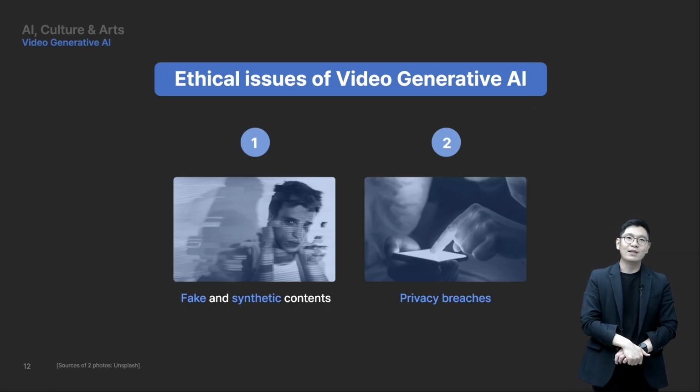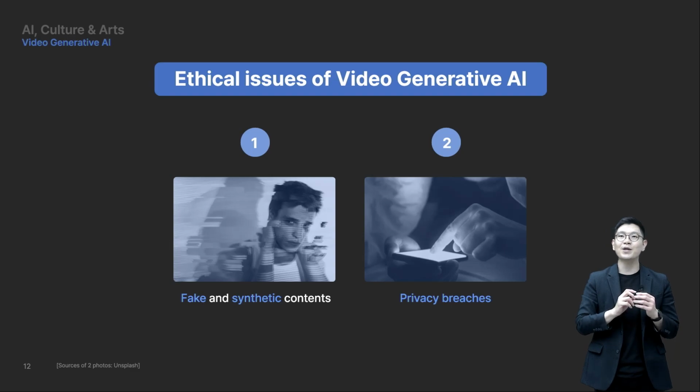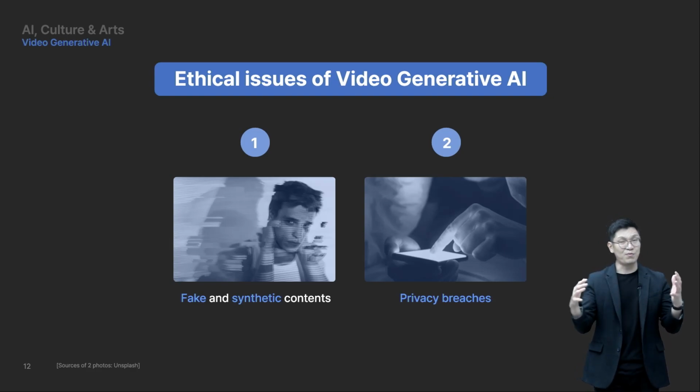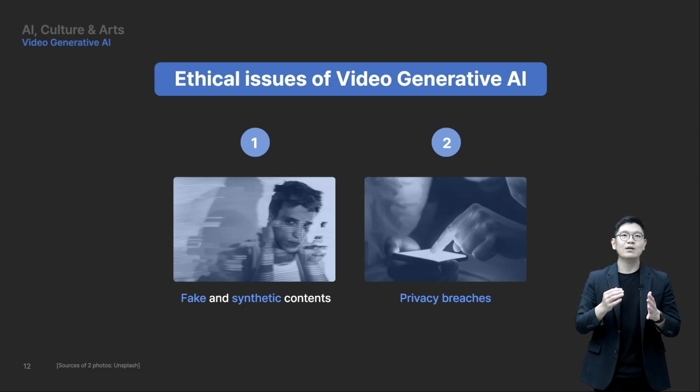Next, let's look at the ethical concern with video generative AI. First, there is an issue of forgery and synthesized contents. Forgery contents can be used for fraud or crime, causing big problems. Additionally, privacy invasion controversy may arise. Problems can occur if learned data is data that does not take personal information into account.